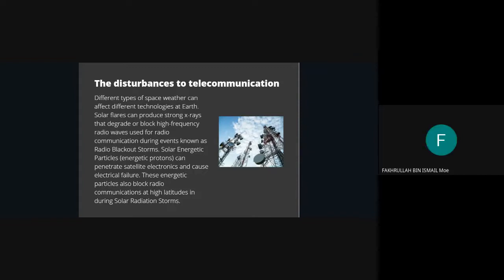The disturbances to telecommunication. Different types of space weather can affect different technologies at Earth. Solar flares can produce strong X-rays that degrade or block high-frequency radio waves used for radio communication during events known as radio blackout storms. Solar energetic particles, energetic protons, can penetrate satellite electronics and cause electrical failure. These energetic particles also block radio communication at high latitudes during solar radiation storms.